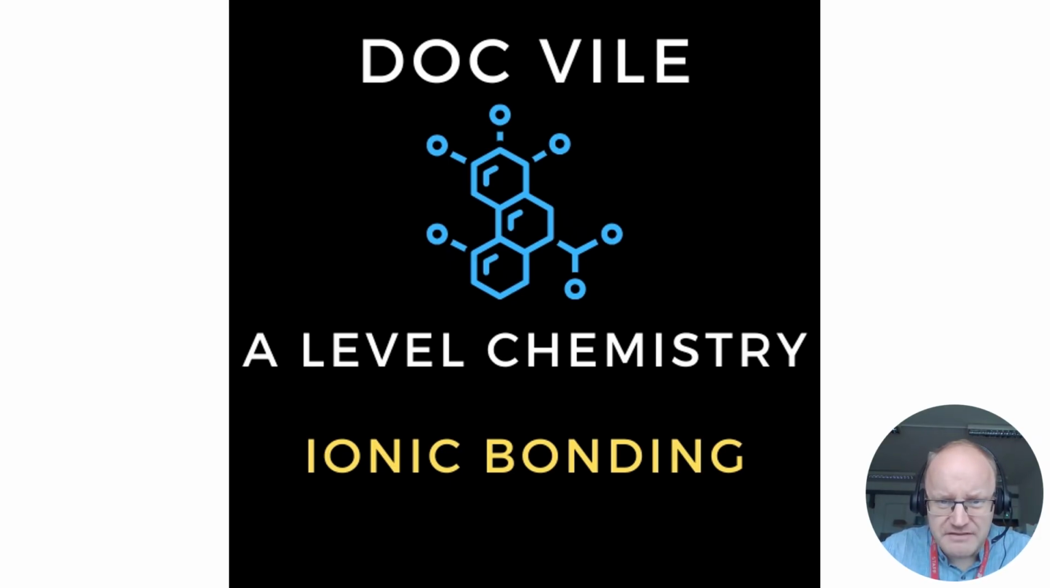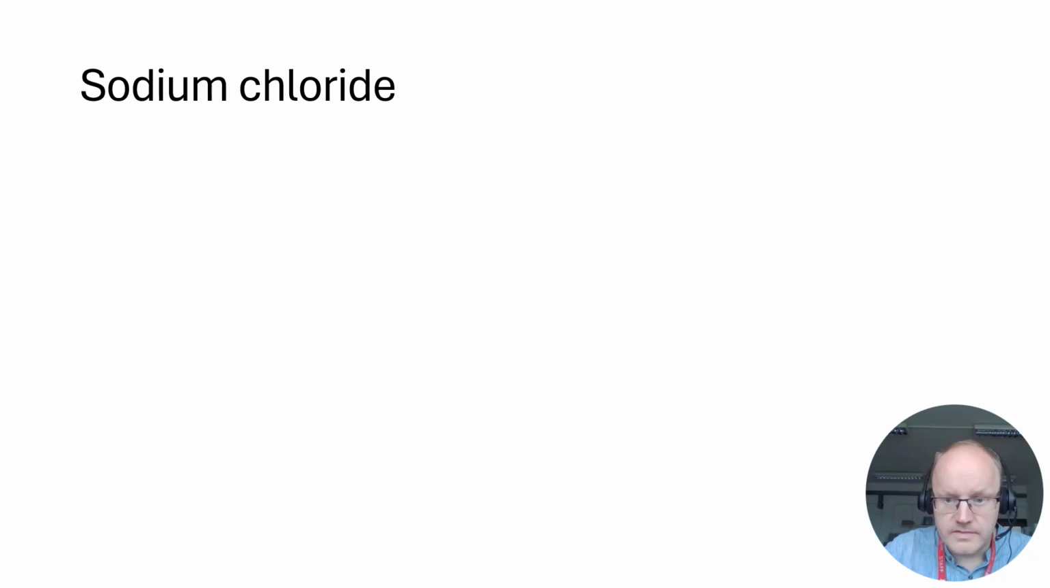This particular video is going to be looking at ionic bonding. So we're going to look at how to draw ionic bonding diagrams and some of the physical properties of ionic compounds. When you have an ionic compound, it's always formed between a metal and a non-metal. So I've got an example here of sodium chloride, where sodium is your metal and the chloride comes from chlorine.